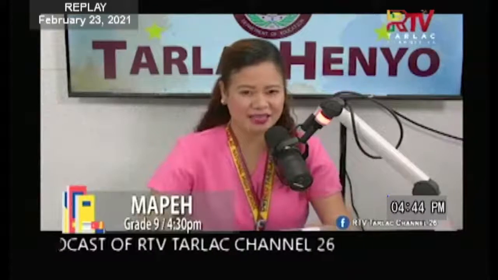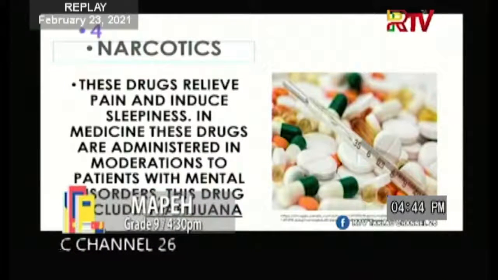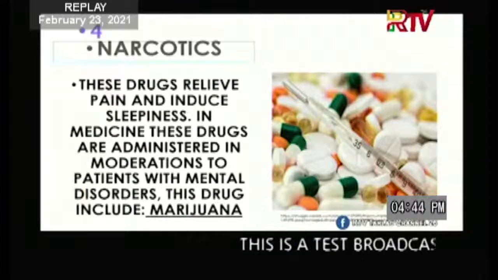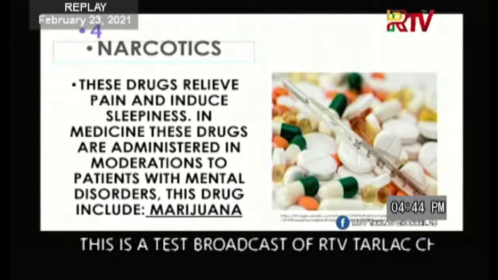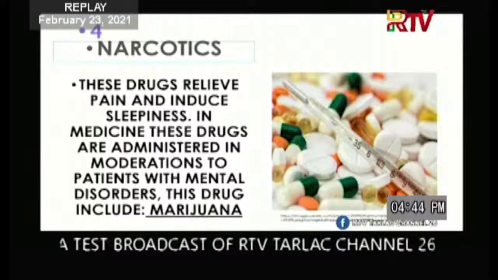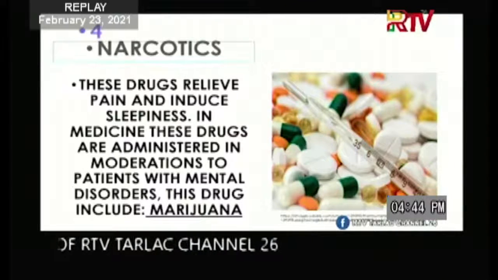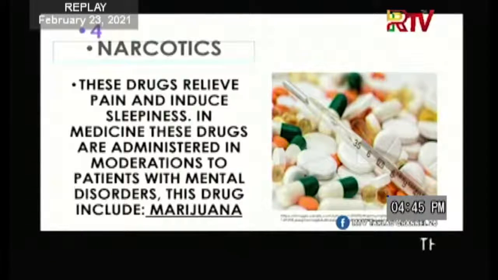Moving on to the next classification, we have narcotics. Narcotics are drugs which relieve pain and induce sleepiness. In medicine, these drugs are administered in moderation to patients with mental disorders and those in severe pain like cancer. Always bear in mind that these drugs should be taken under proper authorities, and if not, it can lead to severe health and mental disorder and worse, death.